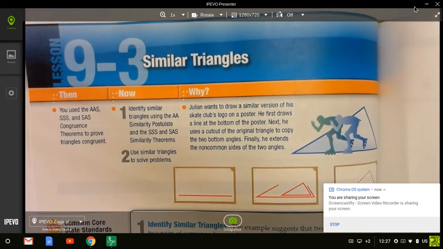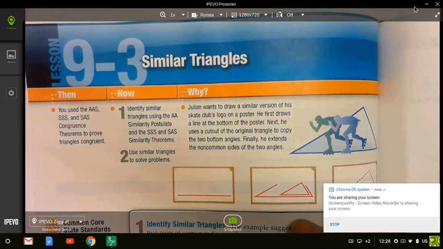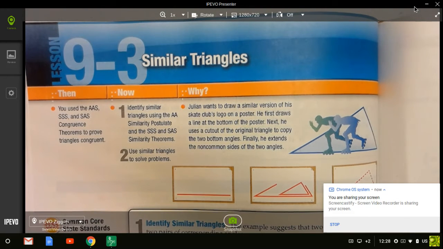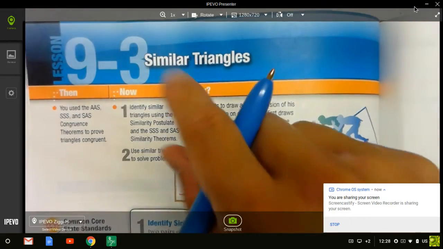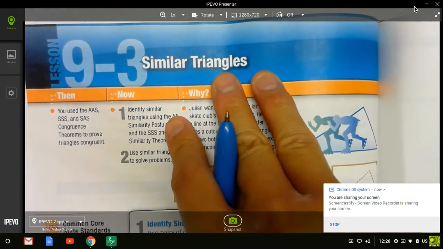So last chapter we talked about similar polygons, anything that has multiple sides. So basically anything that's not a circle, as long as you have at least two sides, you're a polygon. But in this chapter, we're going to focus primarily on objects that have three sides, okay?